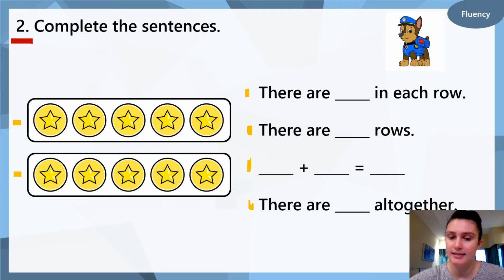And the last sentence, there are altogether. What was your answer when you did your skip counting or your plus? Write that sentence and put your answer on the line, nice and neat.